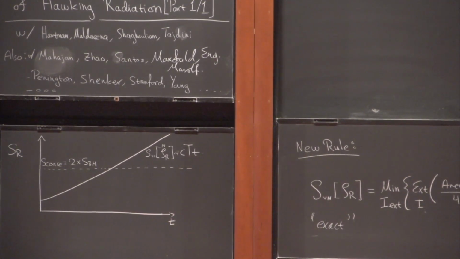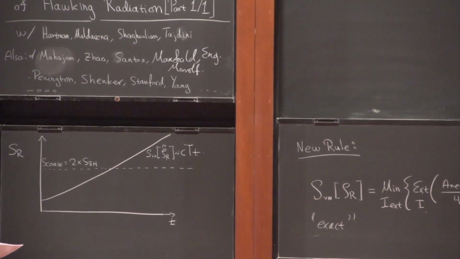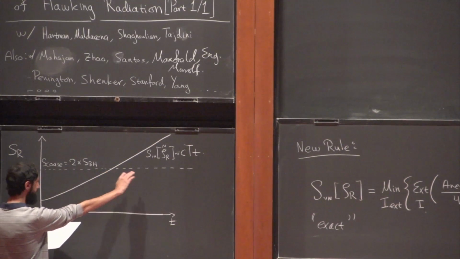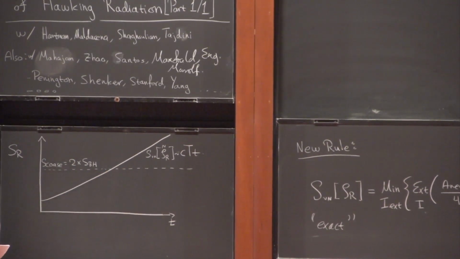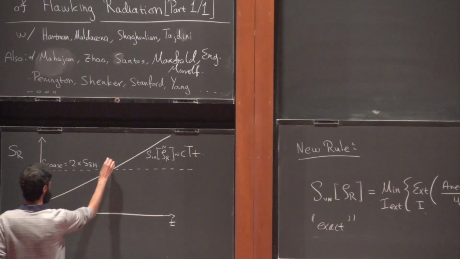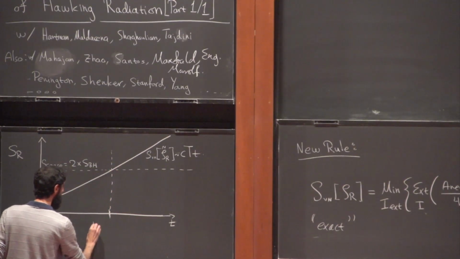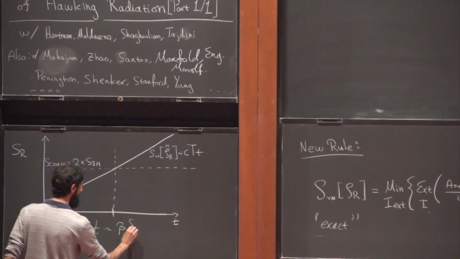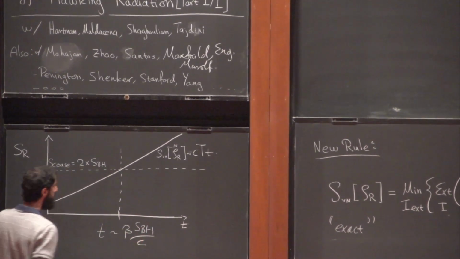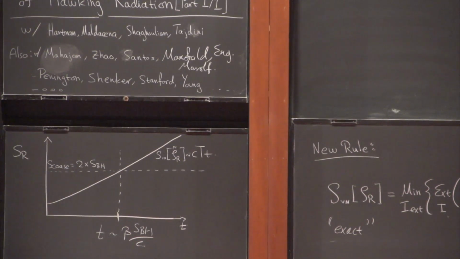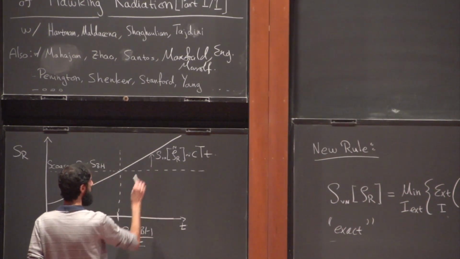Now, this arbitrary growth of the entropy of R is inconsistent with the finiteness of the black hole or the wormhole Hilbert space at a given energy, where the maximum entropy it can have is given by the coarse-grained entropy, which is twice the Bekenstein-Hawking entropy at the given temperature T. The information paradox kicks in at a time of order beta, S_BH over c. Okay? So past this time, the black hole becomes overfilled.